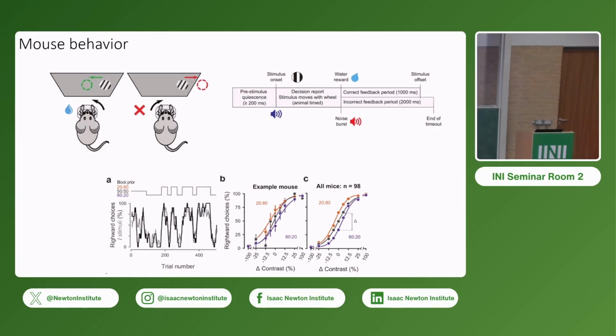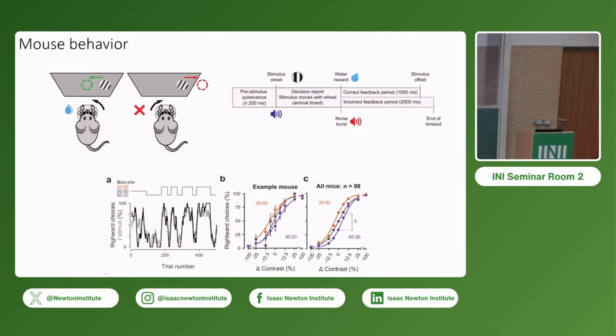So it starts 50-50, and then it goes down to 80-20. That means that 8 out of 10 trials, the stimulus will be on the right, and 2 out of 10 will be on the left. And then it flips to 20-80. So now 8 out of 10 times it will be on the left.